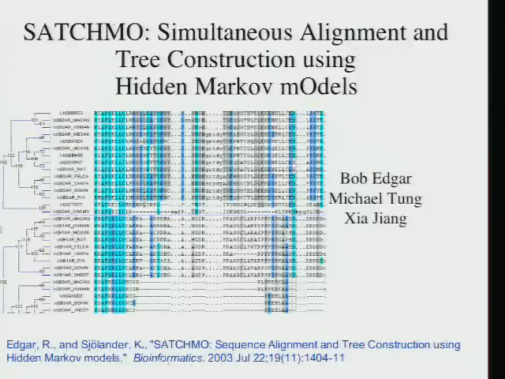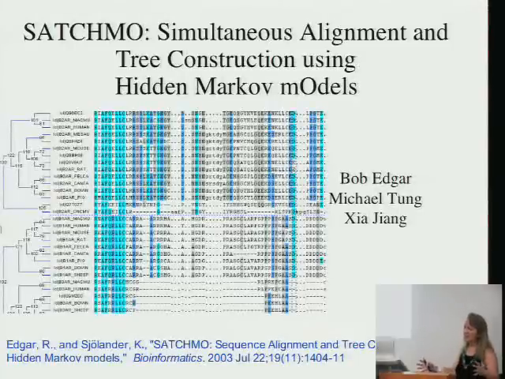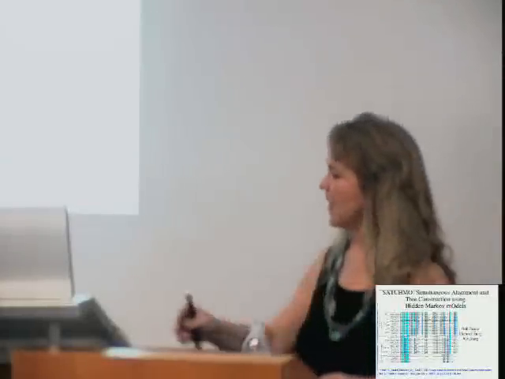One of my favorite algorithms is called SACHMO, and not just because I like jazz, but because it addresses the complications in trying to infer phylogenies from multiple sequence alignment. We note the multiple sequence alignments are going to have errors when the sequences that are included have different structures, because it's very challenging to get a correct alignment when you have variable sequences with very distant homologies.